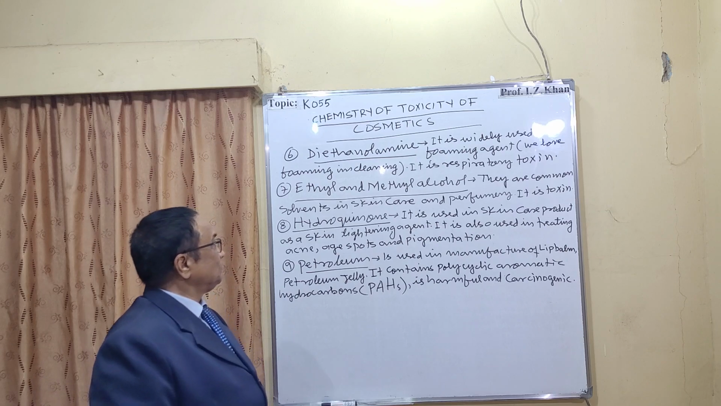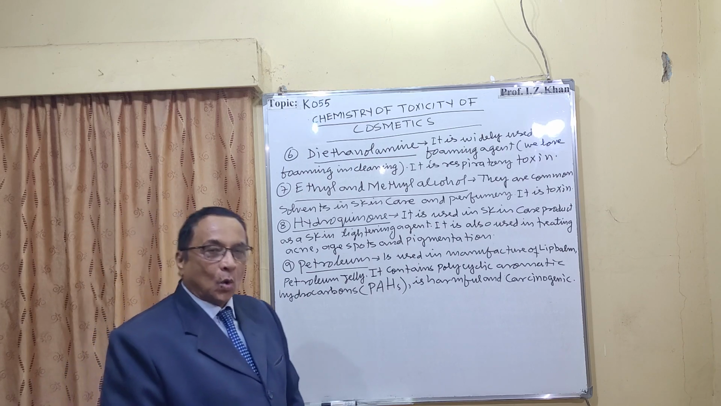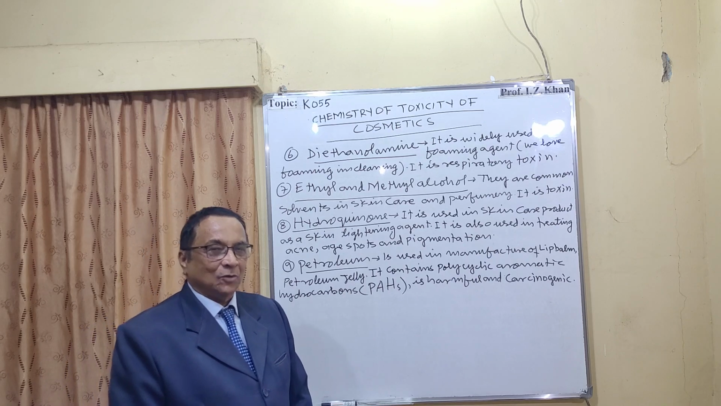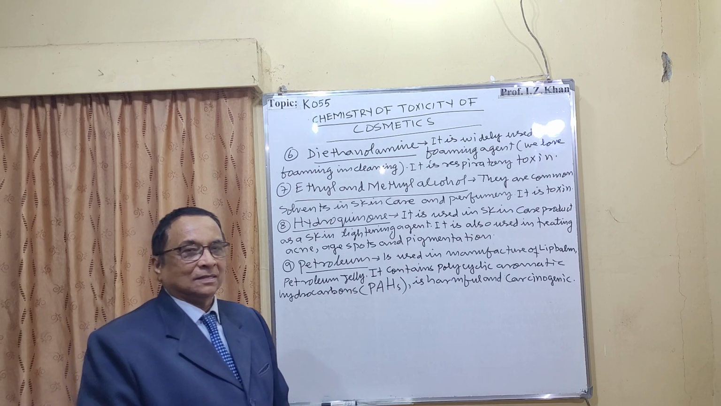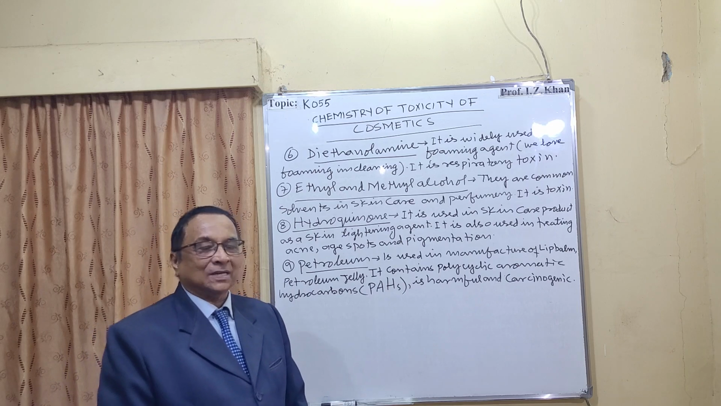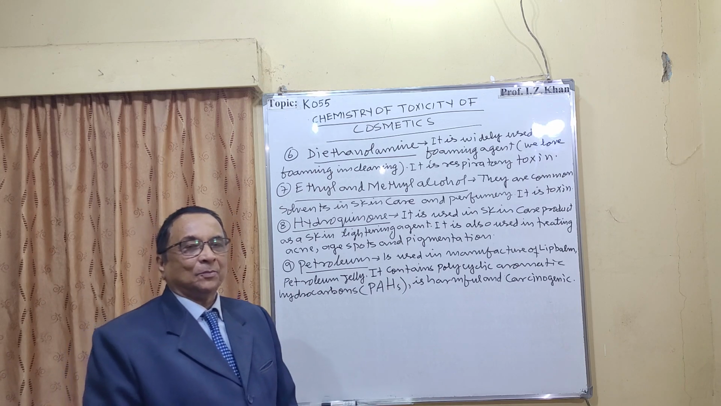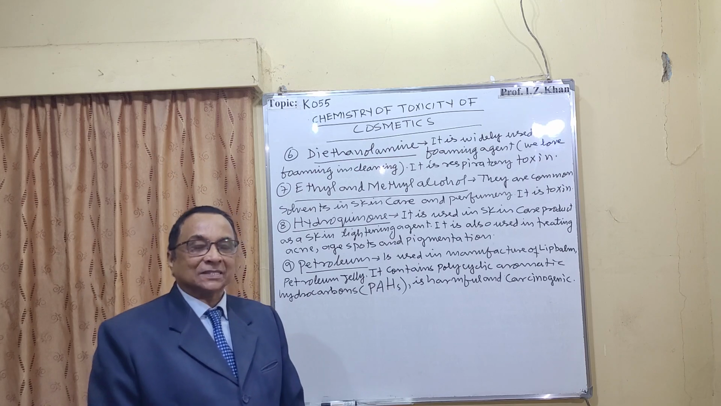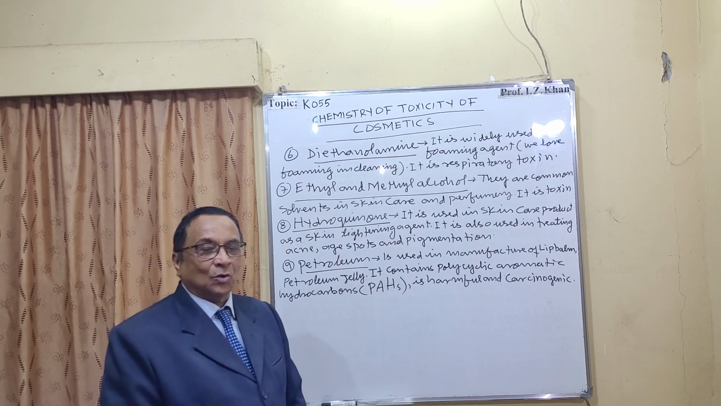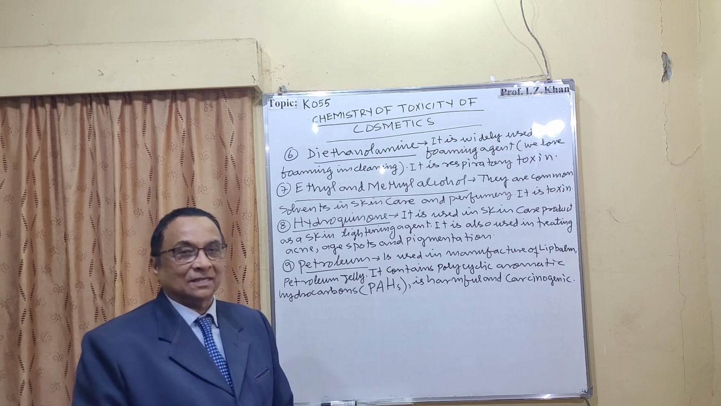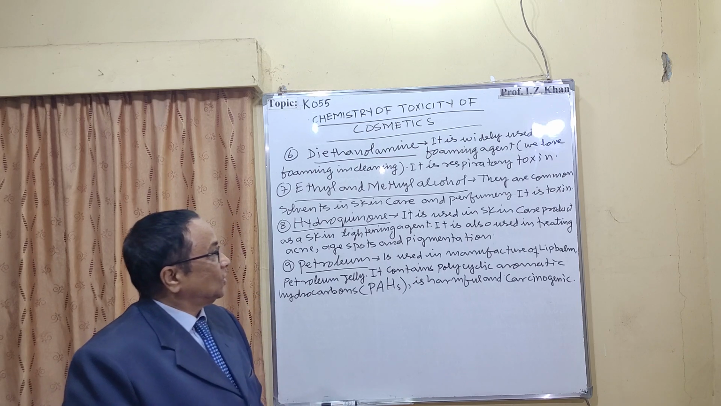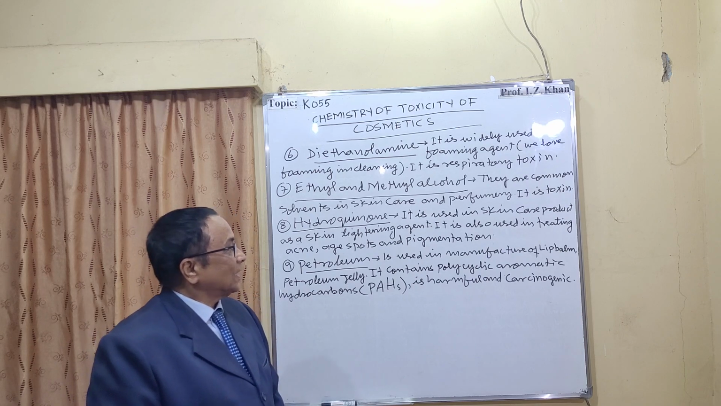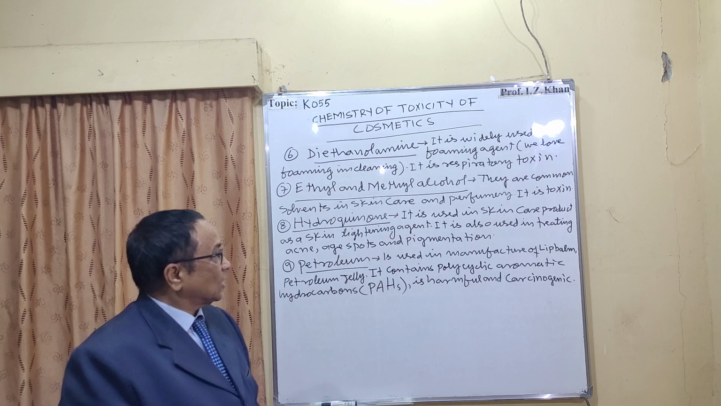And number seven, ethyl and methyl alcohol. They are widely used, very common solvents for a lot of skincare products and also in perfumery. Mostly ethyl alcohol is used, but sometimes there is contamination of methyl alcohol and they don't care, and that is highly toxic. So they are common solvents in skincare and perfumery, and it is also a toxin.